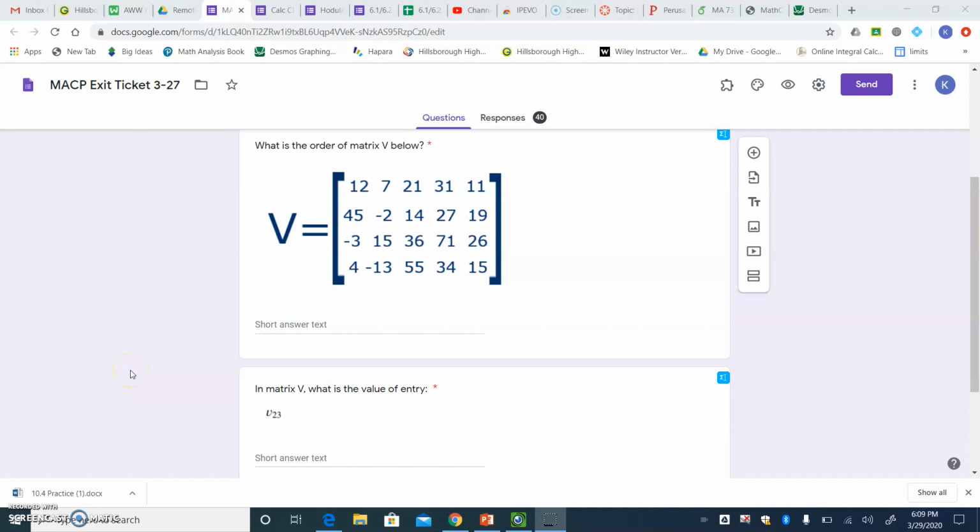Good morning, folks. I wanted to talk briefly about the exit ticket from Friday before we move on to the next lesson. So here we have what you were seeing on Friday.